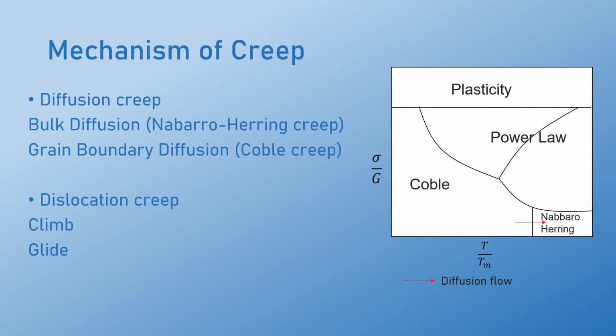So how does creep occur? There are several mechanisms of creep. First is diffusion, which is divided into two: bulk diffusion, which is Nabarro-Herring creep, and grain boundary diffusion, or Coble creep. And the other one is dislocation creep, which is also divided into two: climb and glide.